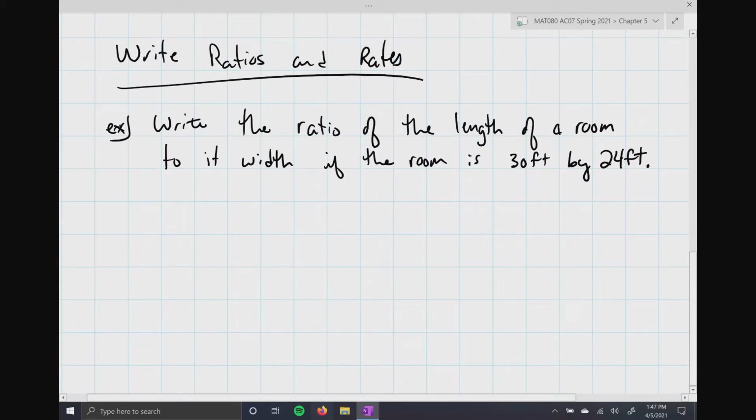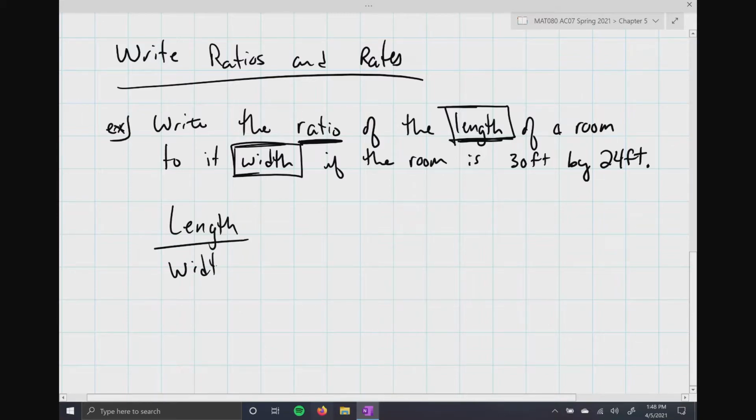All right. So they want us to write a ratio. We know a ratio can be written one of three ways. Doesn't matter which way you pick. Traditionally, I use the fraction way. My ratio is going to be a comparison of two different quantities. The first one is the length. The second is the width. So the ratio I'm looking for is length to width.